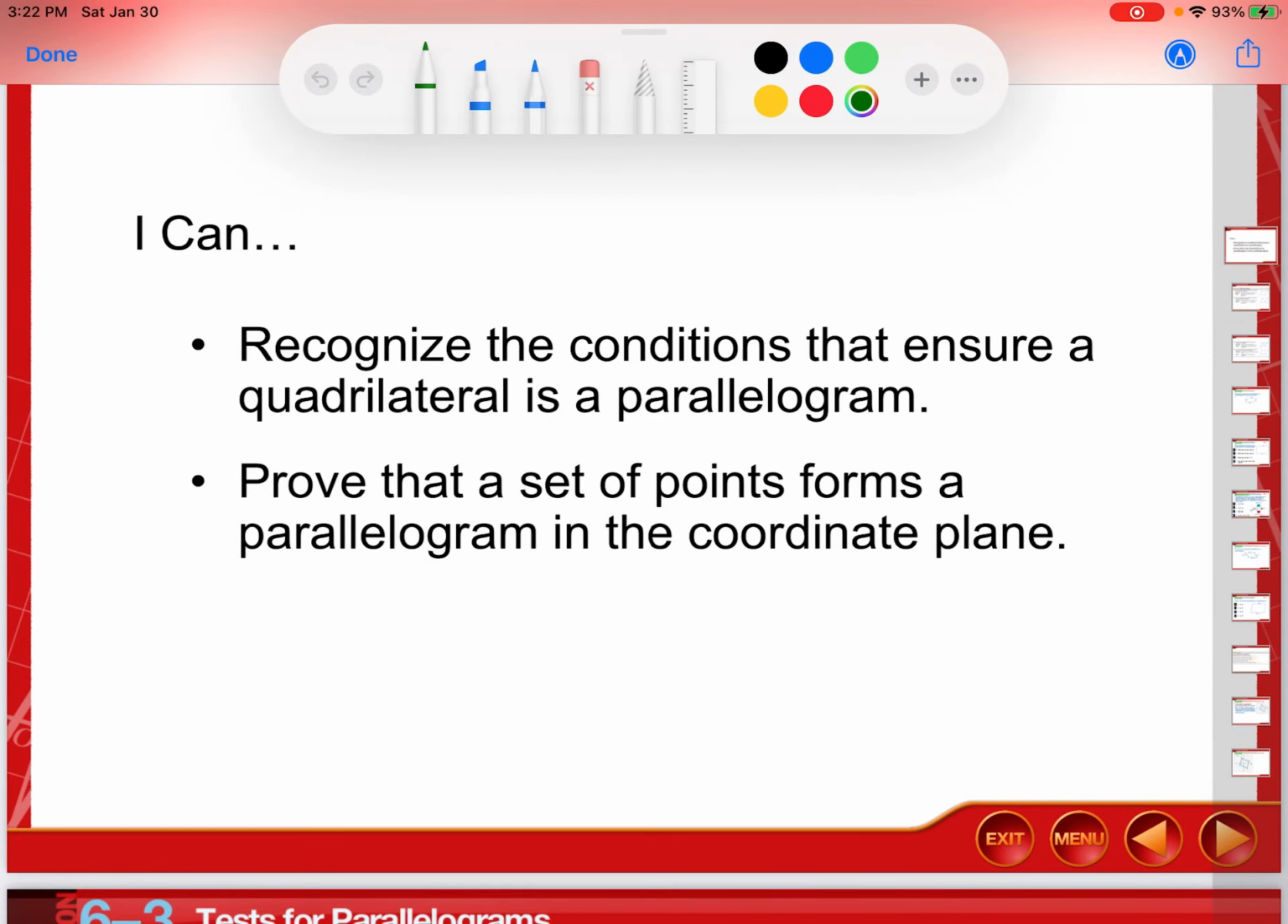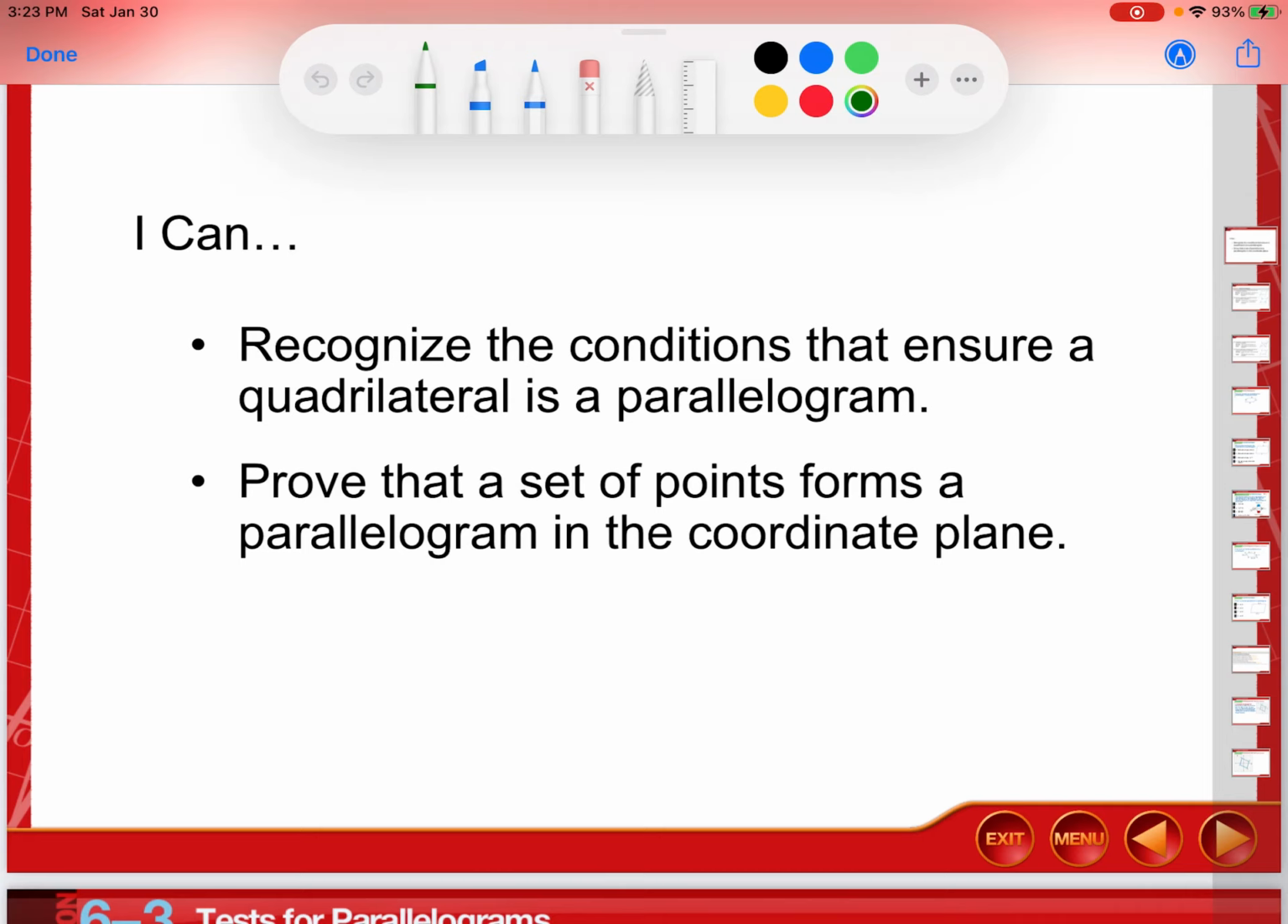All right, so today we are talking about parallelograms a little bit more. Today we are going to be testing to see if shapes actually are parallelograms. We're just pretty much taking what we did in 6.2 and taking it one step further. So today you will be able to recognize the conditions that ensure a quadrilateral is a parallelogram, and you'll be able to prove that a set of points forms a parallelogram in the coordinate plane.